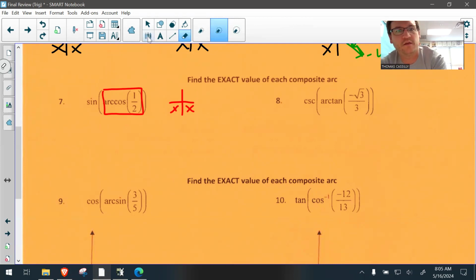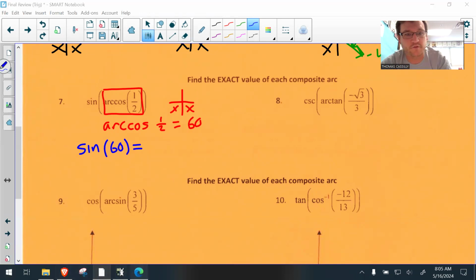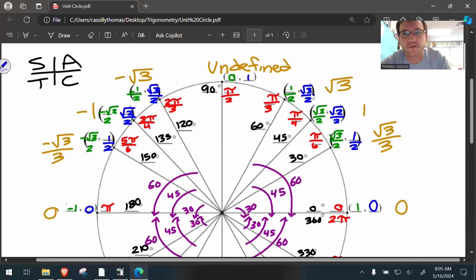Let's be red. Cosine of 1/2 equals 60 degrees. All right, so basically what I'm looking for is the sine of 60 degrees. What is the sine of 60 degrees? Well, just go to the unit circle, and that's going to be square root of 3 over 2.